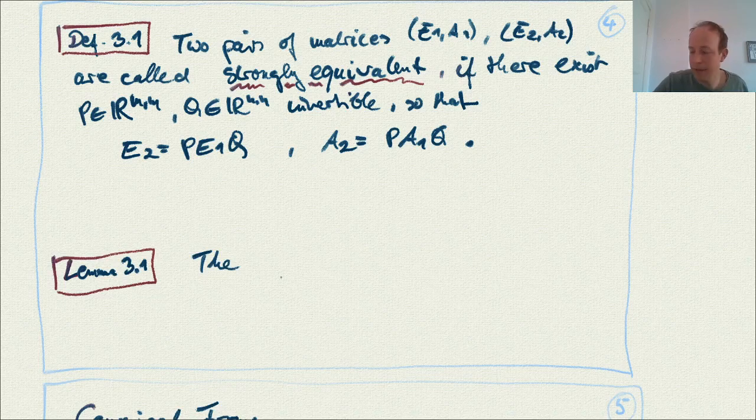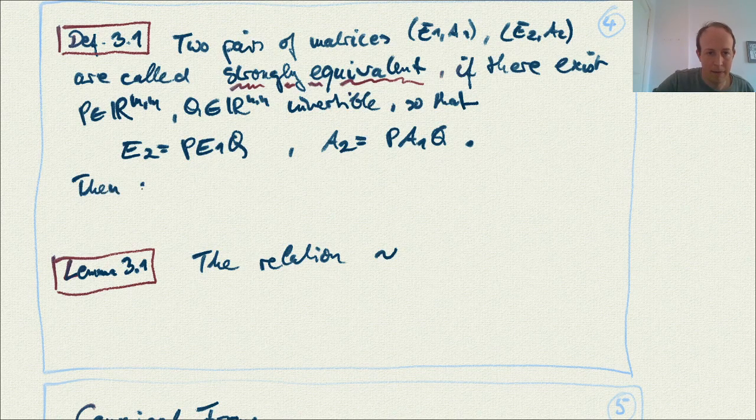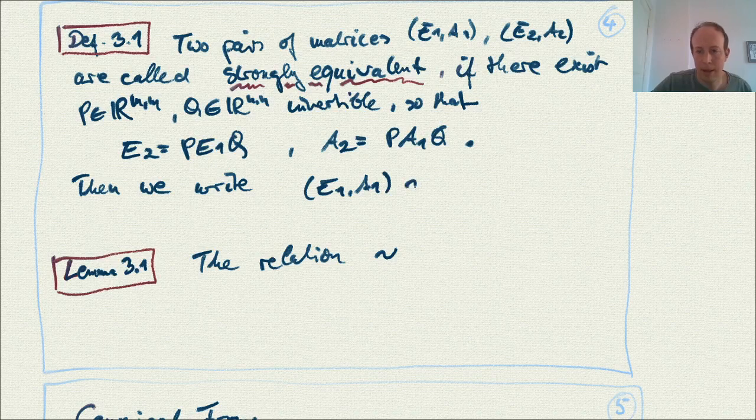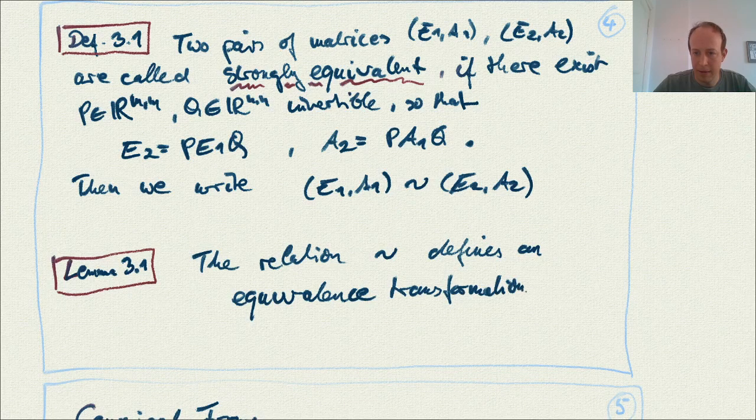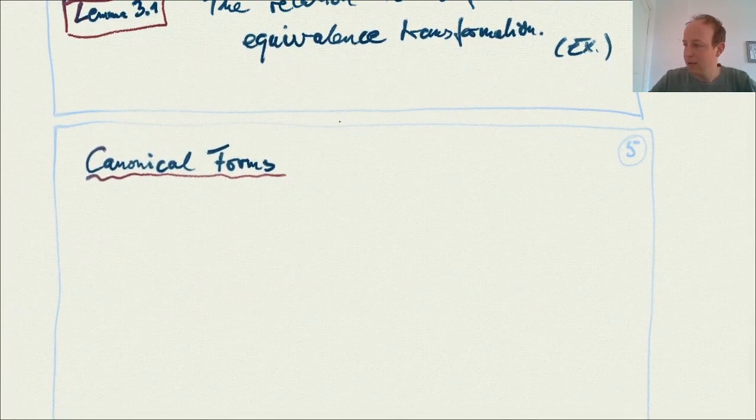Why this is now a nice thing: the relation, so then we write (E1, A1) is strongly equivalent to (E2, A2), and the lemma then says that this relation defines an equivalence transformation. And well, this will be an exercise: basically, what is an equivalence transformation and why this is particularly an equivalence transformation. And now why this is interesting for us.